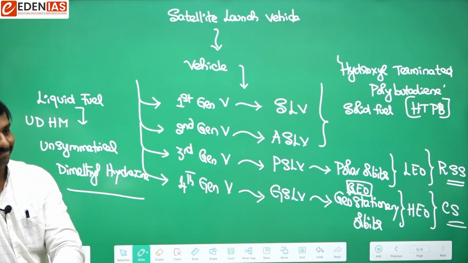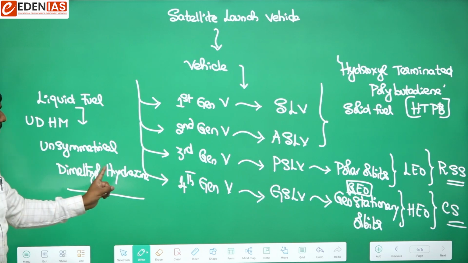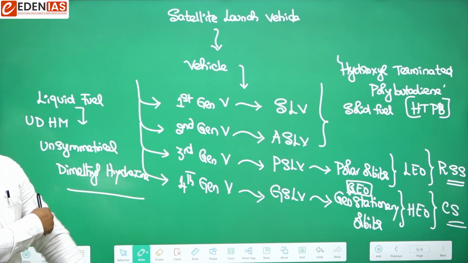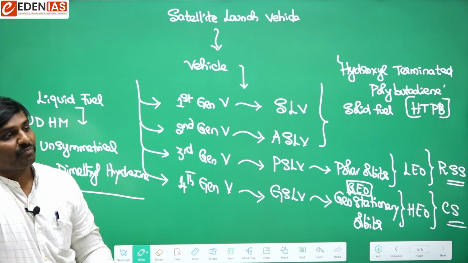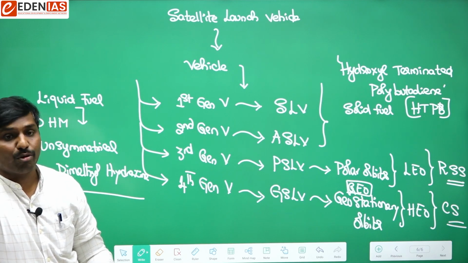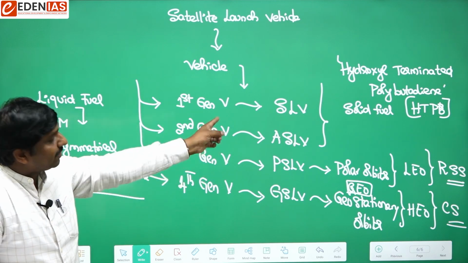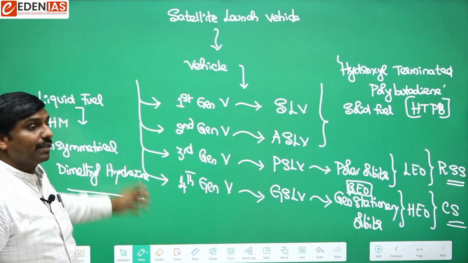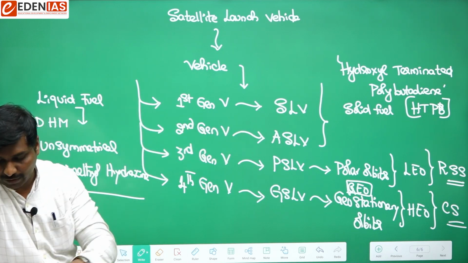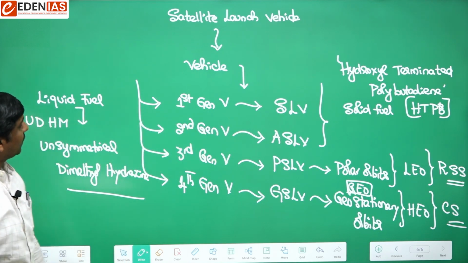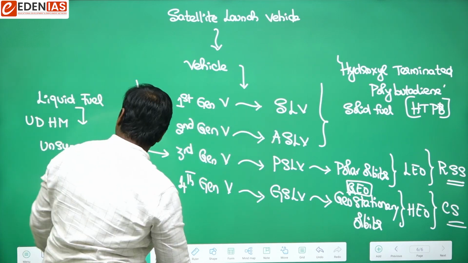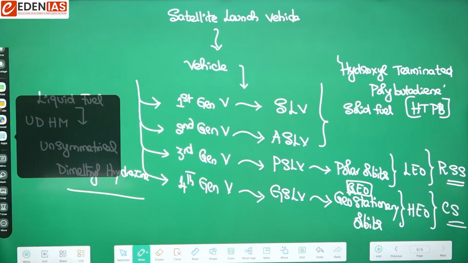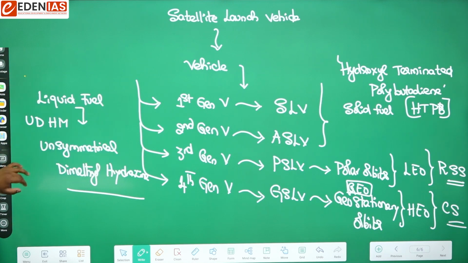Okay, unsymmetrical dimethyl hydrazine. Okay, so that is the liquid fuel that is used in launch vehicles. Okay, solid fuel is HTPB, liquid fuel is UDHM. So that is one thing. So this is with respect to SLV and ASLV. And if you talk from the perspective of PSLV, so what are the important aspects of PSLV?